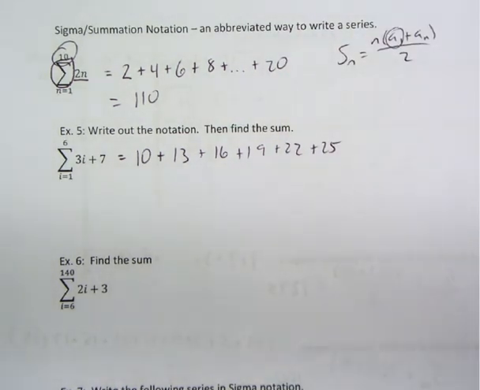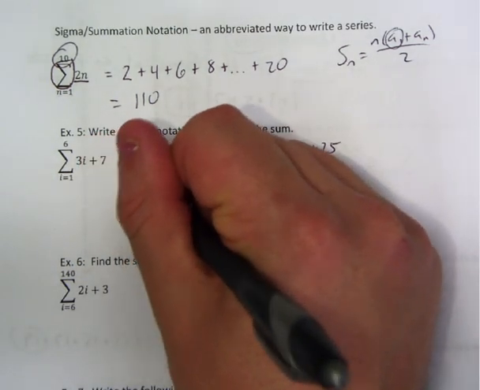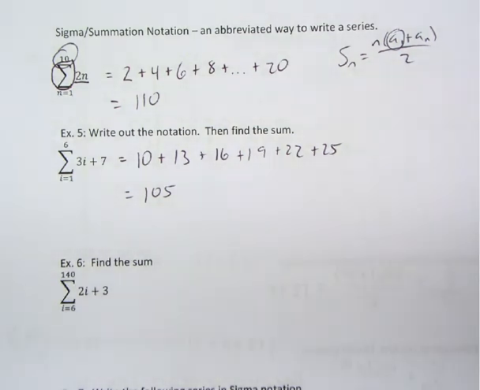And then it says just find the sum. So add those numbers together in your calculator and you get 105. That's the general idea.